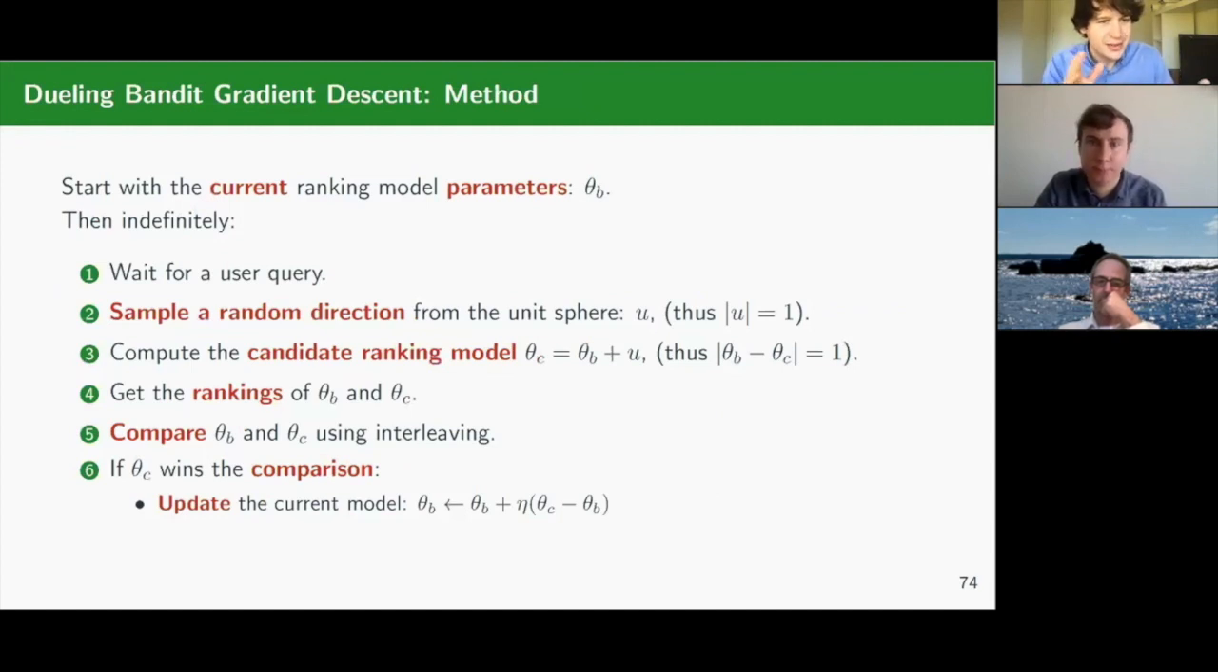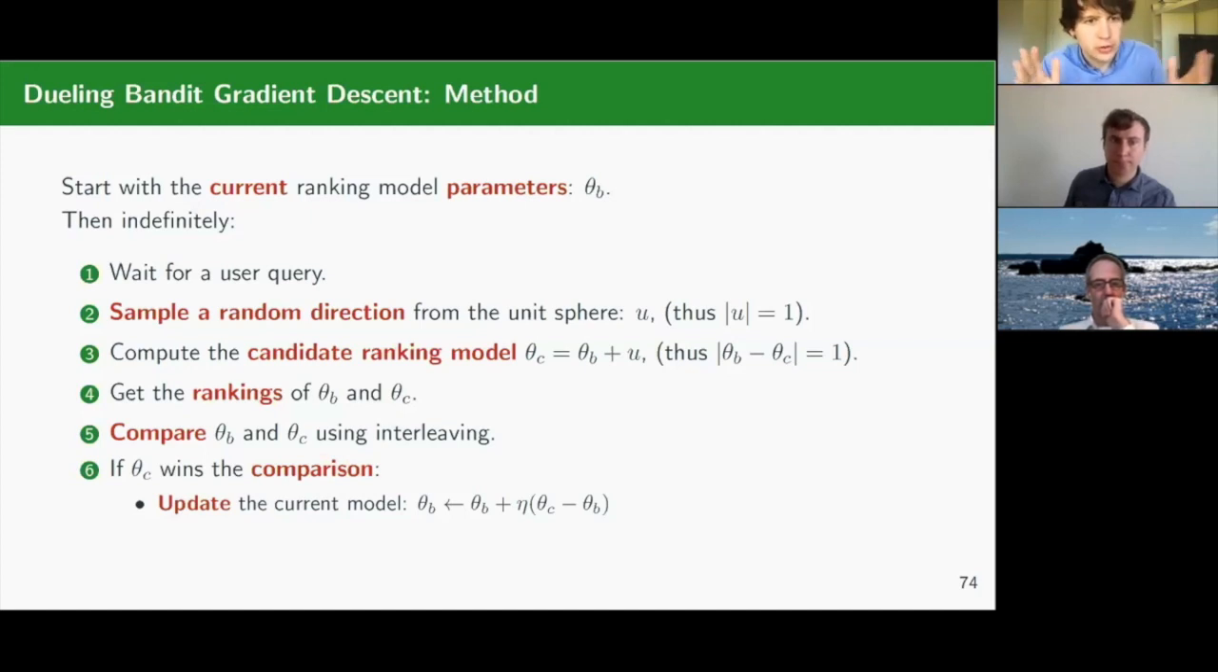Here's the algorithm in text. I'm going to walk you through a visualization after this, but the main idea is, for every query, you start with your model and wait for a query. After receiving the query, we sample from the unit sphere in a random direction. In the parameter space, if you imagine the parameters of our model to be a vector, we sample in a random direction there. We take that random direction and move a small step in that direction, so we have slightly different parameters, and that will be our candidate ranking model, which is slightly different than what we have so far in our current system.